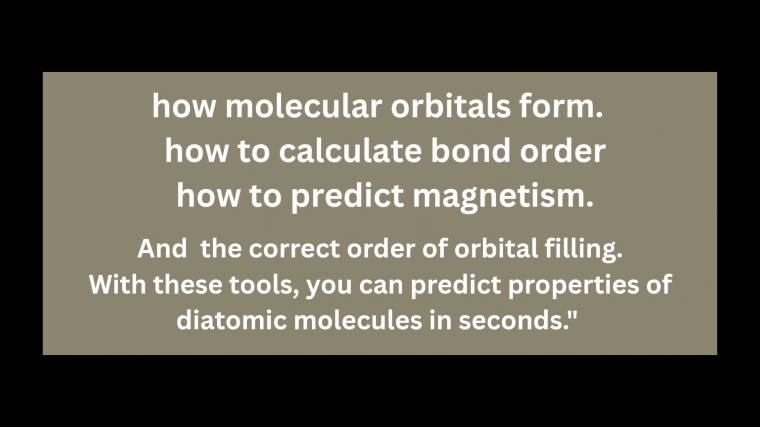So far, MOT tells us: 1. How molecular orbitals form, 2. How to calculate bond order, 3. How to predict magnetism, and 4. The correct order of orbital filling. With these tools, you can predict properties of diatomic molecules in seconds.